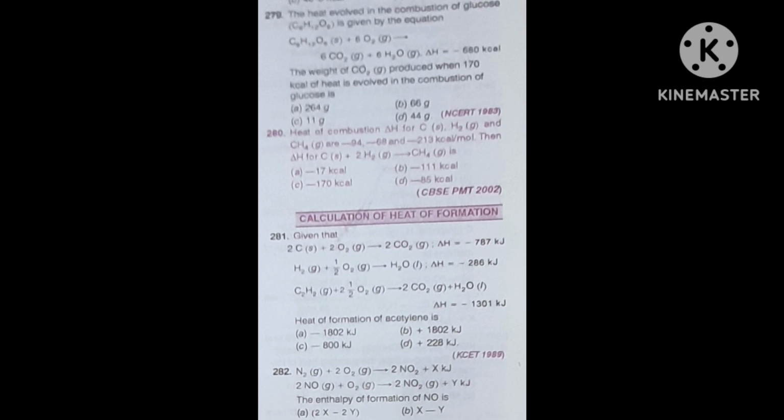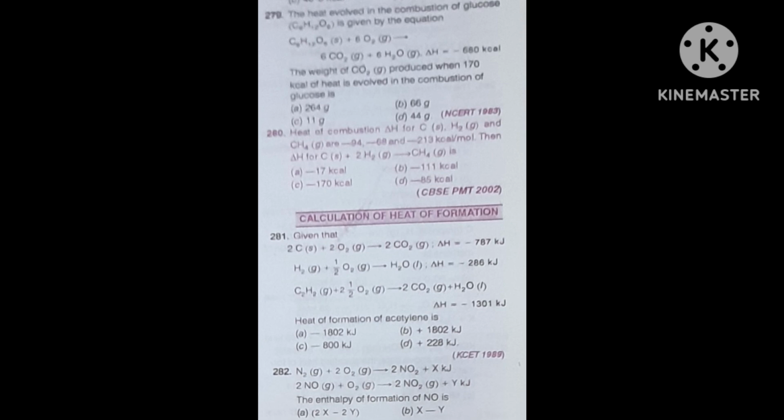Then how will you get it? By using the above three reactions, first try to get this reaction with their help. Then after that you put the values and you will get the result. Means first reaction plus second reaction: first reaction C plus O2, second H2 plus half O2. Both you add, then you will get C plus H2. You want C plus H2.